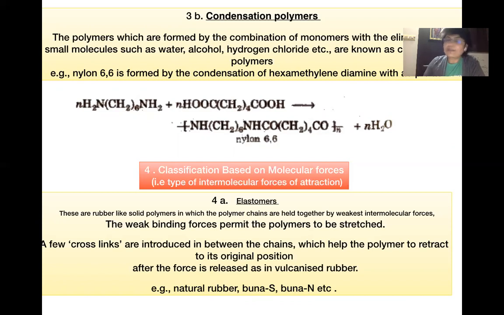Now, fourth classification is on the basis of molecular forces. Which type of forces are present? First is elastomers. In elastomers, we are finding that polymers are connected to each other through weak intermolecular forces of attraction. Vulcanized rubber is an example. So it's not going to be very strong. Next, natural rubber, you can say, which you must be finding remains normally soft. It breaks easily because between polymers, weak forces of attraction are present.